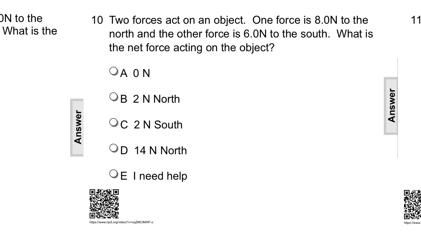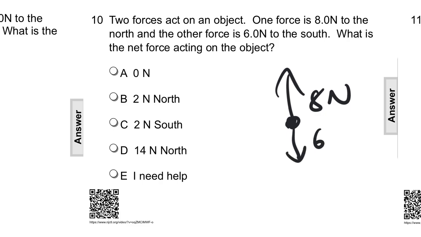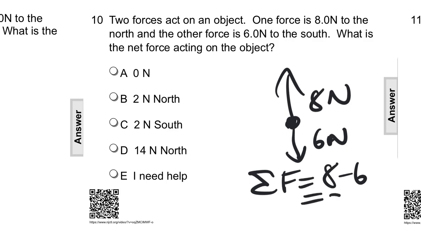One force is 8 north, other 6 south. Okay, here's the object. Let's make up north. 8 newtons north and 6 newtons south. Notice how I'm drawing it slightly smaller. So make north positive, south negative. So the net force is equal to 8 plus a negative 6, which is equal to 2 newtons.